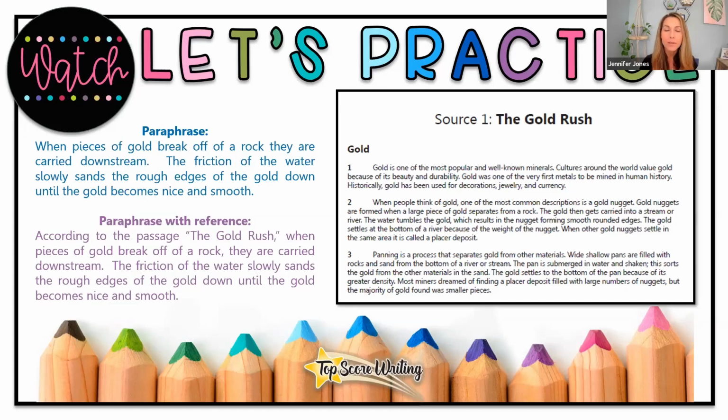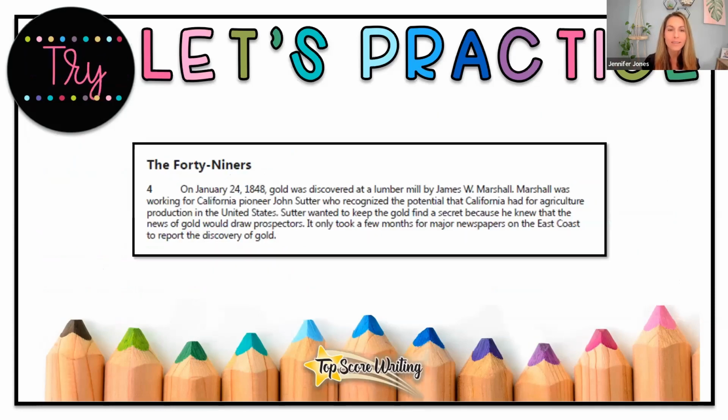This complete paraphrased example sounds like this. According to the passage, The Gold Rush, when pieces of gold break off of a rock, they are carried downstream. The friction of the water slowly sands the rough edges of the gold down until the gold becomes nice and smooth. So I have added a citation to the same piece of paraphrased information. And that's it. That's how we paraphrase text.